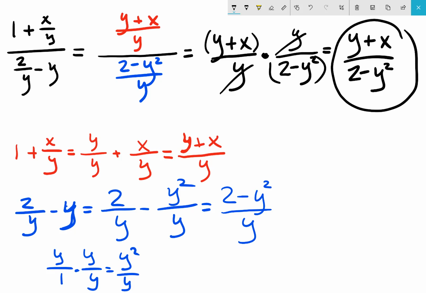These are not factors. They're addends. y plus x, 2 minus y squared. No canceling can be done there. All right, so that was number 1. Let's go on to number 2.